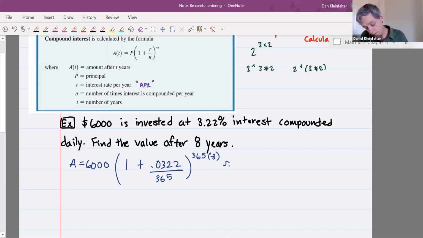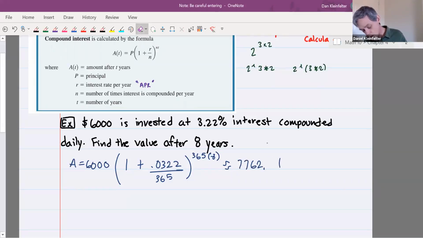Okay, so 365 times 8. All right, so then let me type that up. We'll see what we get. For monetary amounts, it's a good idea to round your final answer to the nearest cent, because that's what we use, unless the instructions for the problem tell you to round to something else, like dollars. But I would round to the nearest cent if you don't have any other advice. All right, so we get 7,762.84.